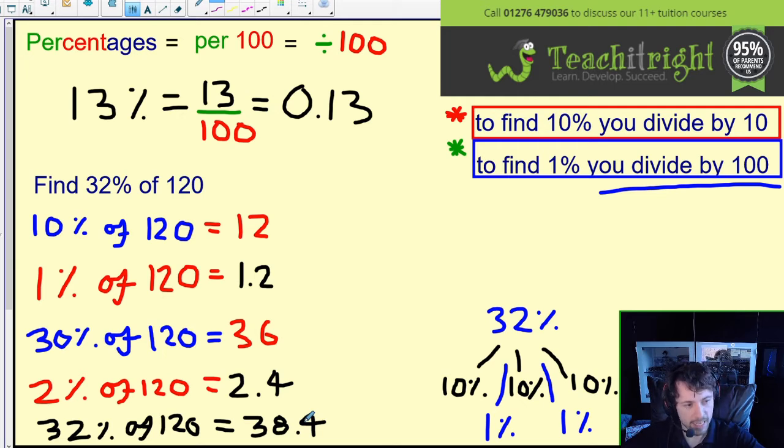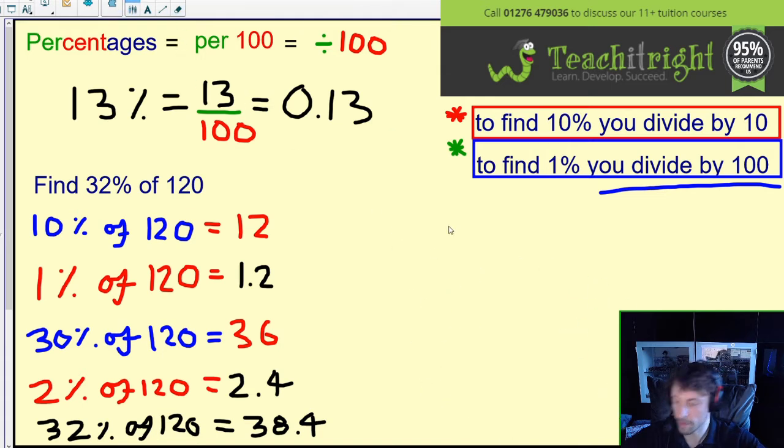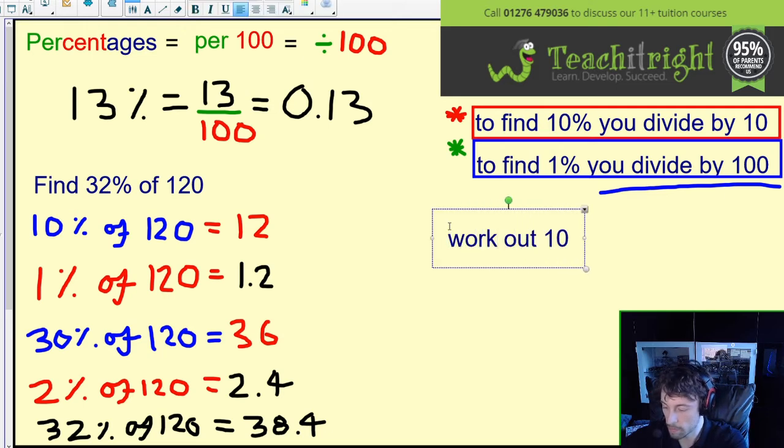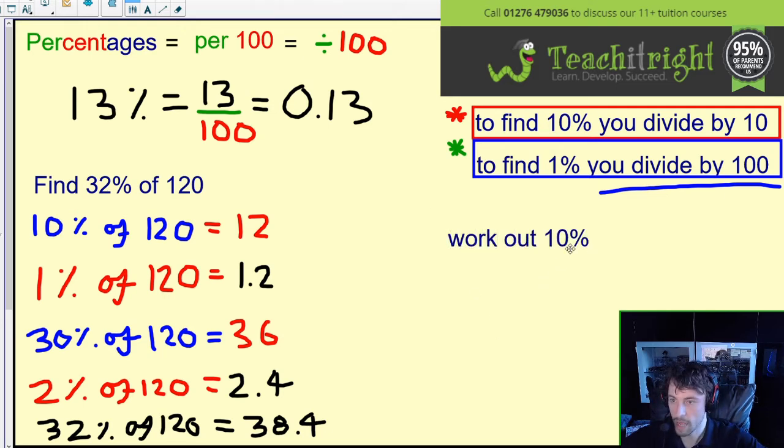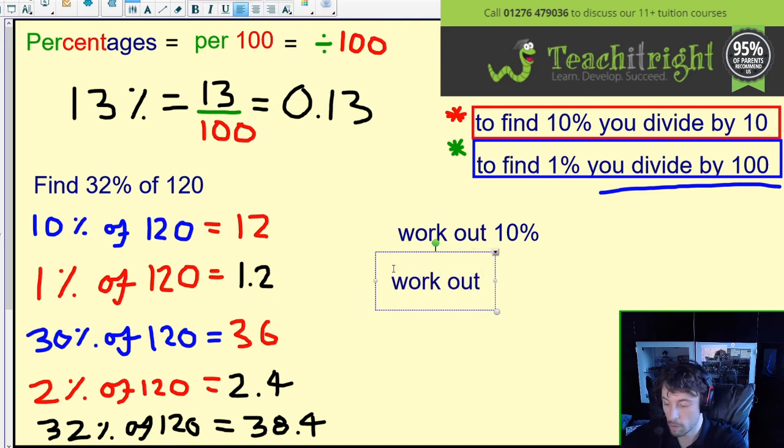So can you see how we've gone about and done it? We, to start with, and this is almost always the case, work out 10%. And the reason why is 10% is so malleable. It's really easy to go from 10% to 30%. I just times it by the number I want. It's quite easy to go from 10% to 5% by halving it. Then, if you need to, work out 1%.